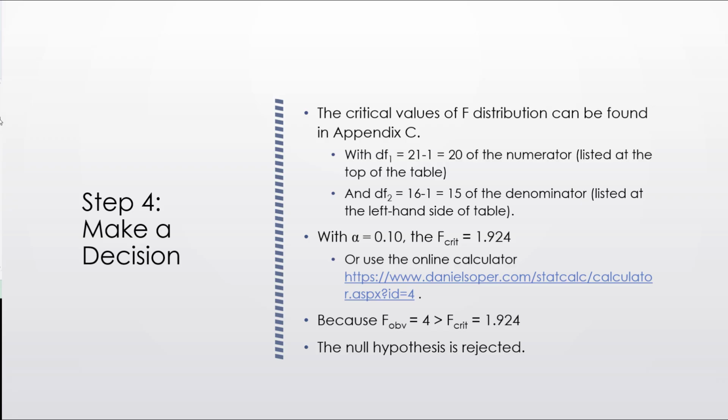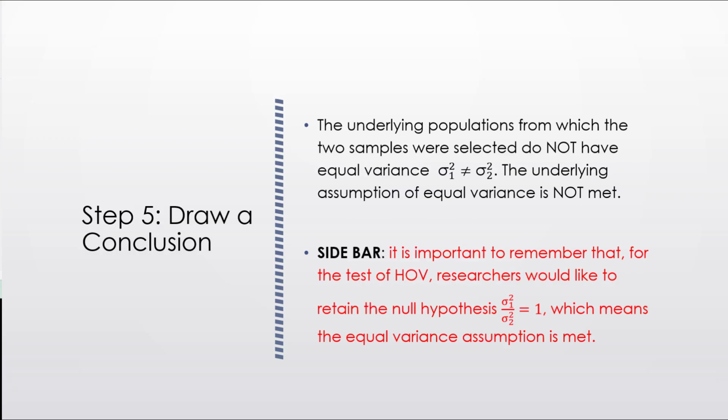The probability of obtaining F equals 4 if the null hypothesis were true is P equals 0.004, which is less than 0.10. Therefore, we reject the null hypothesis. The comparison between the critical and the observed F values leads to the same decision. In the final step, we conclude that the underlying populations do not have equal variances. In other words, the equal variance assumption is not met.